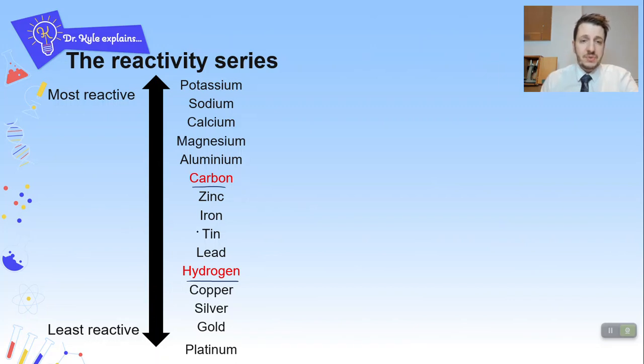So just to summarize then, we've got the less reactive ones at the bottom. I often tell my classes that things like gold and silver are used in jewelry. The reason they're used for jewelry is because they're shiny and nice, but also because they're not very reactive. We can touch it with our skin. Copper is used in our pipes at home. And so again, we don't use a reactive metal for our pipe work.